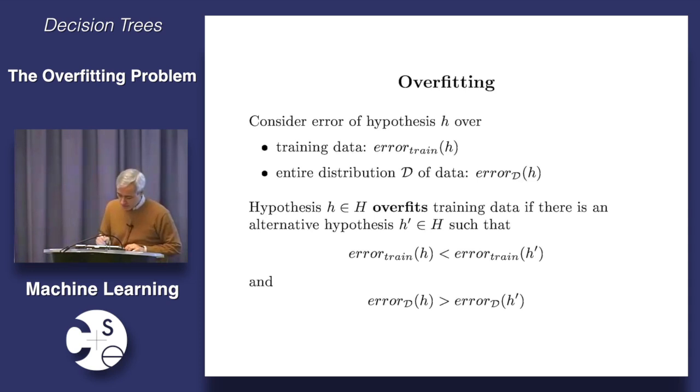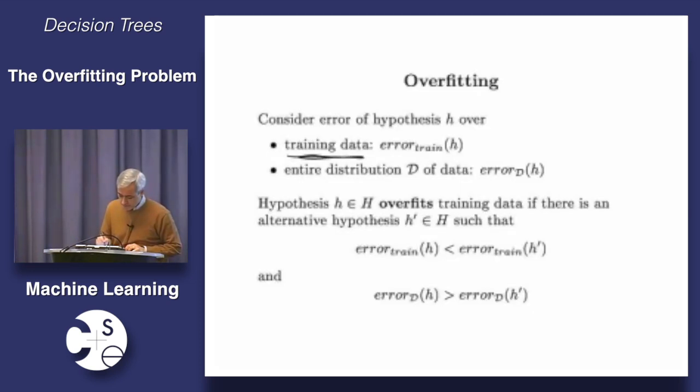These are the error on the training data. This is what you can see and optimize. How many of the training examples am I getting wrong? How many users am I making the wrong prediction for on this clickstream data? Let's call this the error train of H.